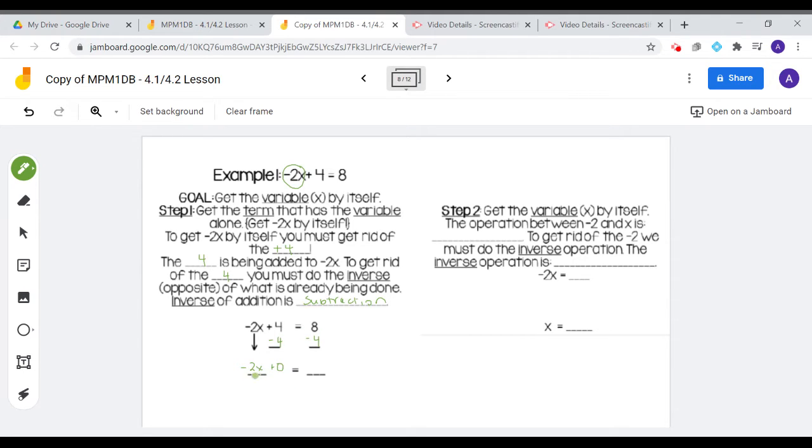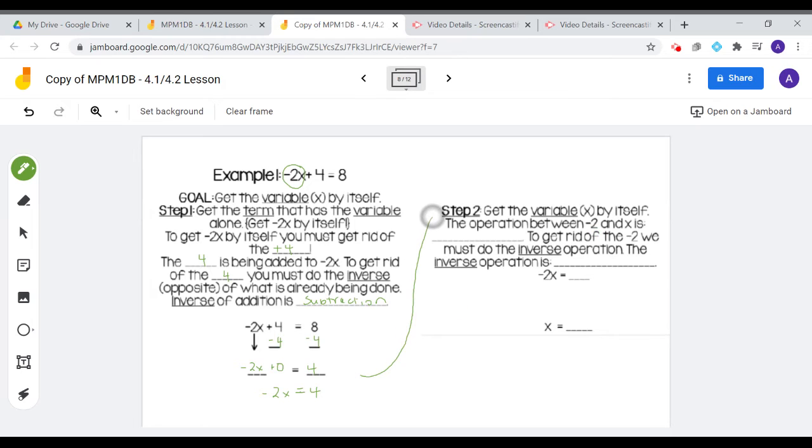So that's good. I've now got negative 2x by itself, right? Negative 2x plus 0 is just negative 2x. But if I subtract 4 from 8, I don't get 0, I get 4. So now I have negative 2x is equal to 4. Now if I want to get x by itself, I need to get rid of the negative 2.